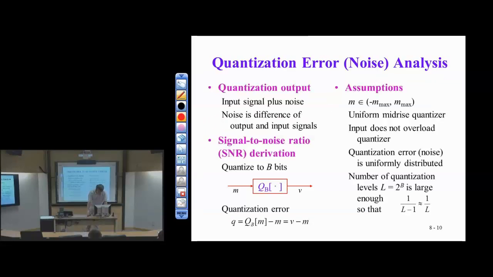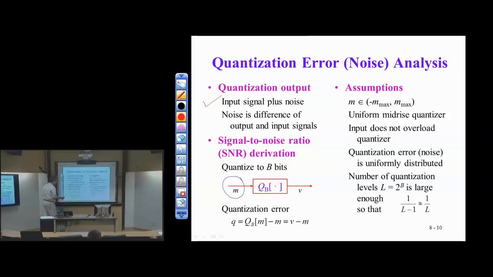Okay, let's go ahead and derive now a formula for 6 dB per bit. And we're assuming that the input to the quantizer is what we want to represent. Okay, so we assume that that's our signal. Even if it has noise, we don't care for this derivation. So that's our signal. It's our message, if you will. So we have an input signal.